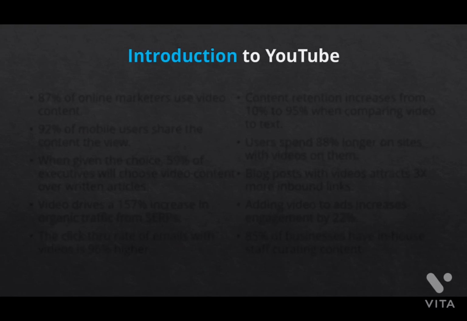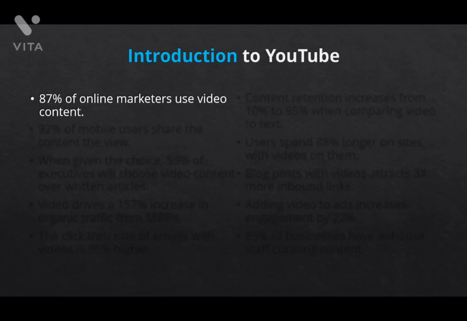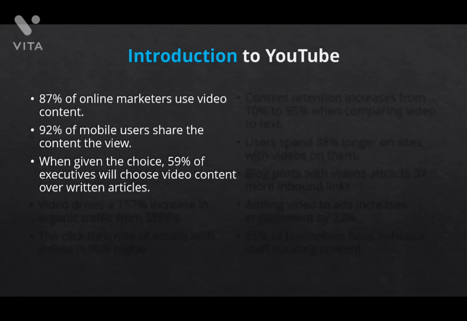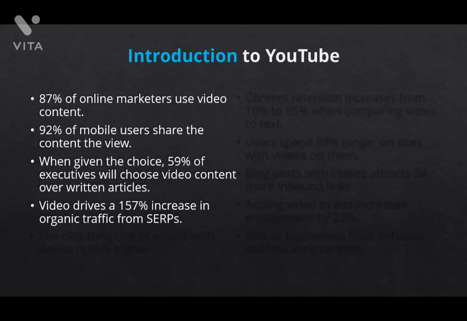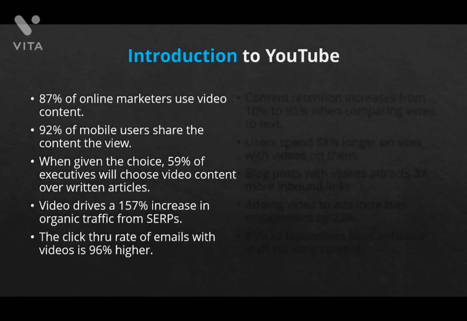Today, around 87% of online marketers use video content. 1/3 of all online activity is watching videos. 92% of mobile video viewers share the content that they watch. And when given the choice, 59% of executives will choose video content over written articles. Video drives a 157% increase in organic traffic from search engine result pages, or SERPs. The click-through rate of email with videos is 96% higher.